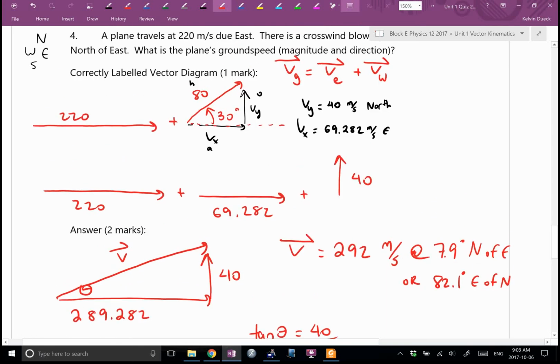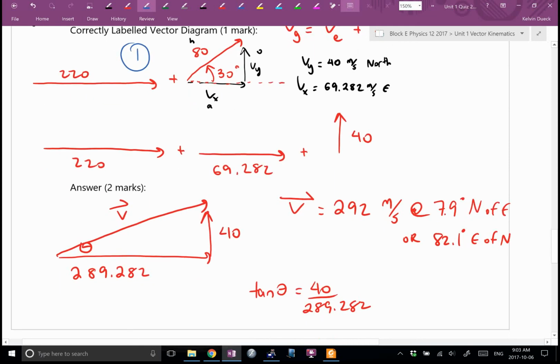That's a pretty challenging question. So, correctly labeled vector diagram. If I saw that, that gets you 1 mark. This question should be worth more marks because it's lots of work, but I didn't want to hammer you. So it's going to be 1 mark for the magnitude, half mark for the theta, half mark for the what of what.